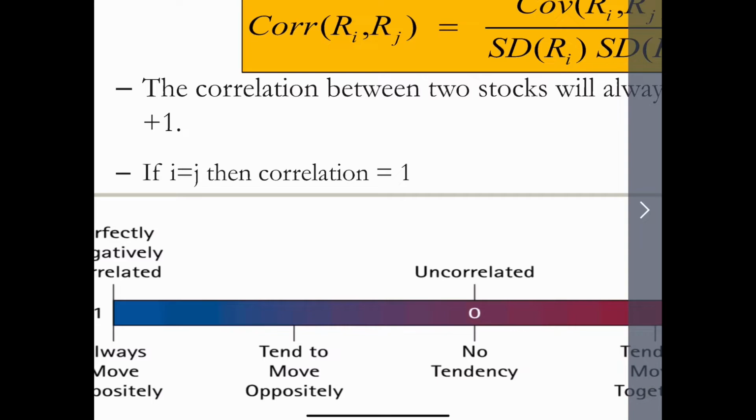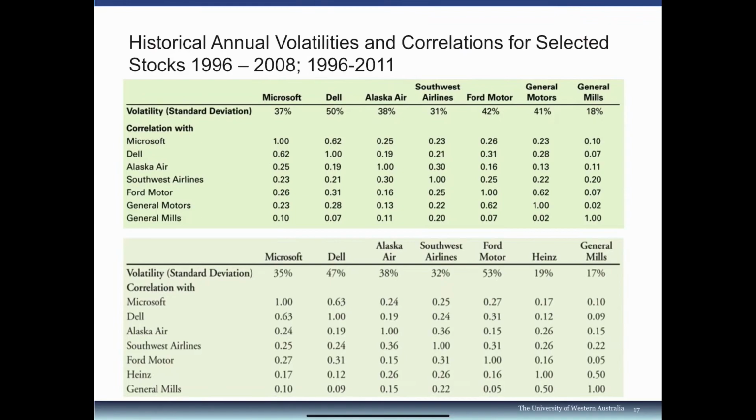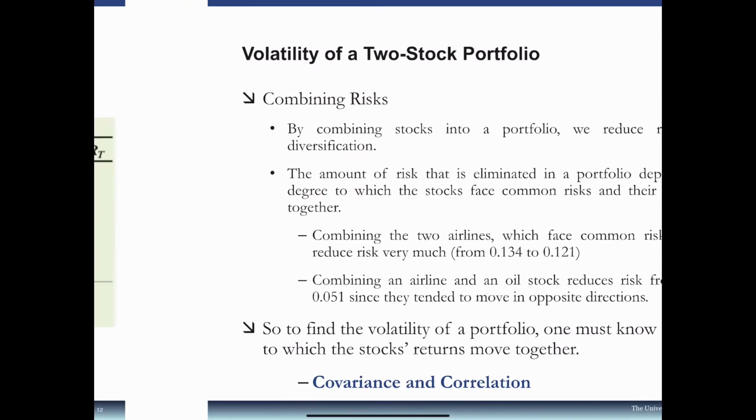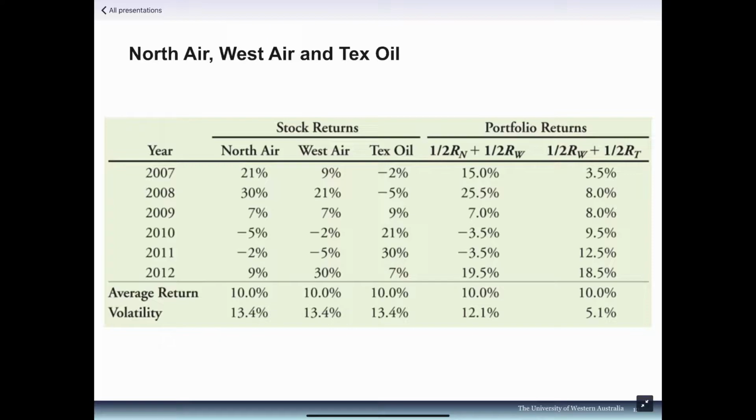So you can see that we're getting somewhere, right? That's probably one of the reasons why the second portfolio has a lower volatility than the first one. It's because West Air and Texas Oil tend to move in the opposite direction. So it gives you a hint: form a portfolio by choosing stocks that do not co-move together, right? It gives you a vague idea. We're getting there.